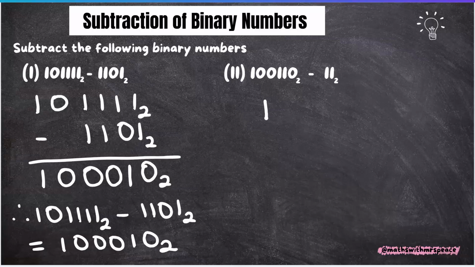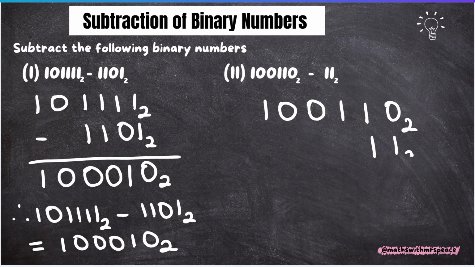We have 1, 0, 0, 1, 1, 0 in base 2. Now we have to subtract 1, 1 base 2 from it. So draw a subtraction line. Now you have 0 minus 1, and this cannot go because 1 is greater than 0. So just like we do in ordinary subtraction in base 10, that's of decimal numbers, we'll have to borrow from the number just before 0.